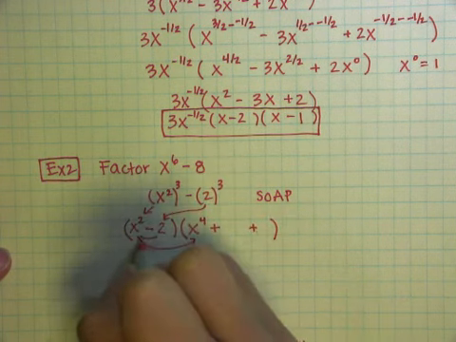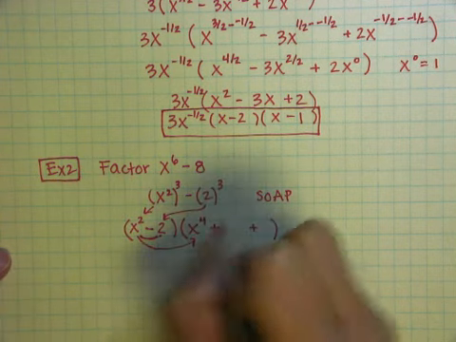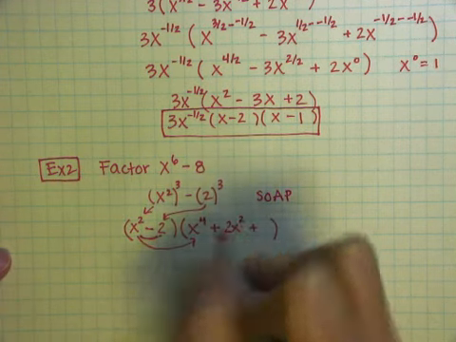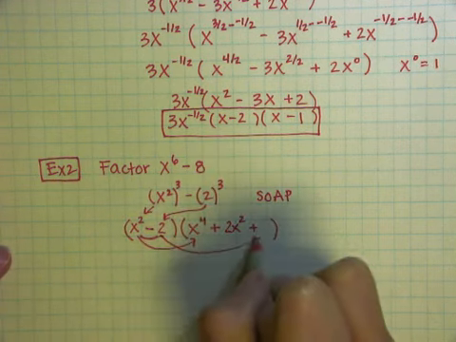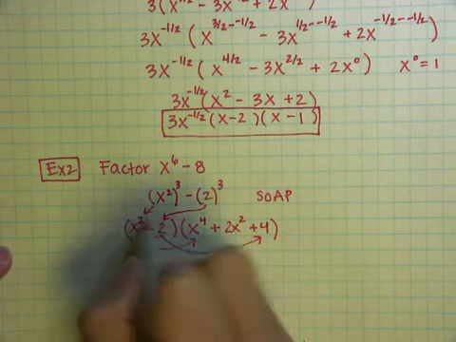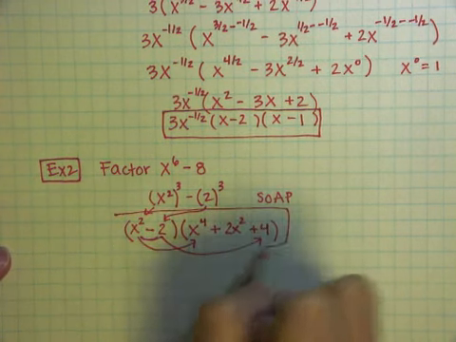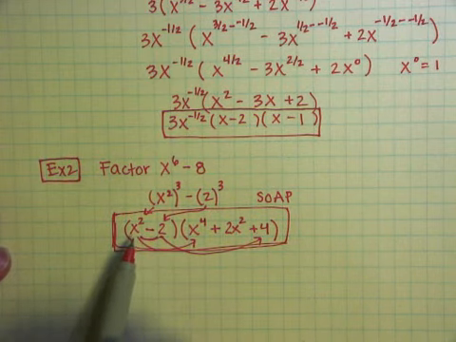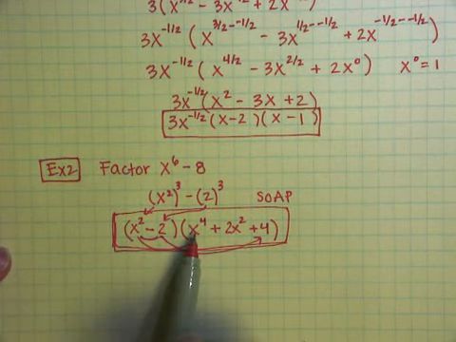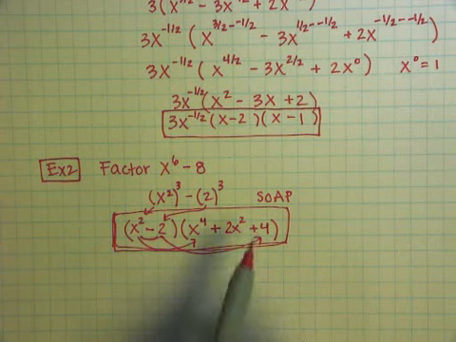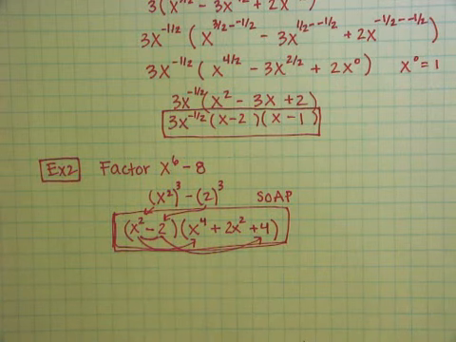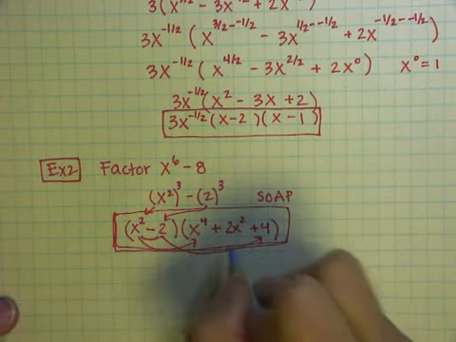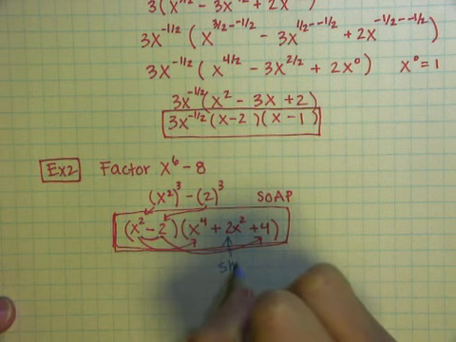Okay. I multiply these two together, ignoring signs, so I'm going to have 2x squared. And then I square the 2, and I get 4. Sorry, those arrows might be kind of confusing. I was just trying to help you follow along. Anyway, so my final answer here would be x squared minus 2 times x to the 4th plus 2x squared plus 4. Note, this x to the 4th plus 2x squared plus 4 should not factor.